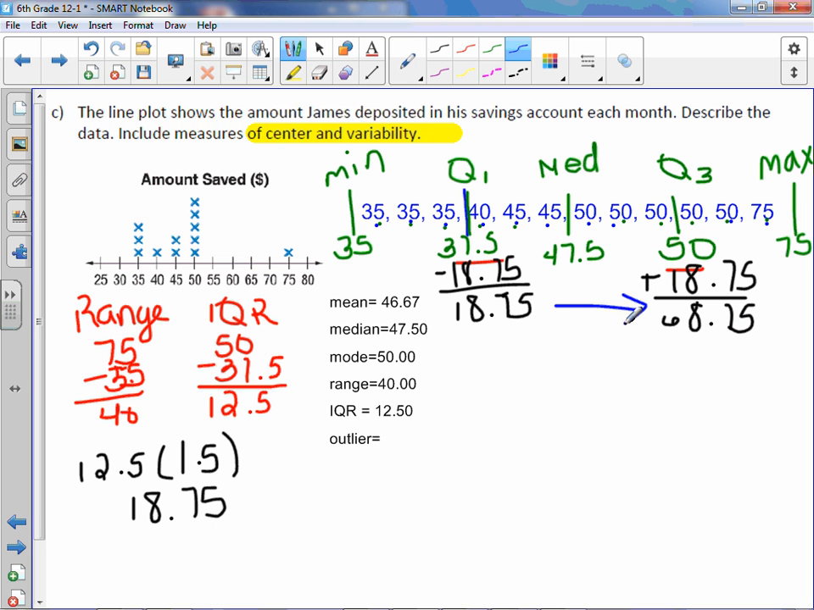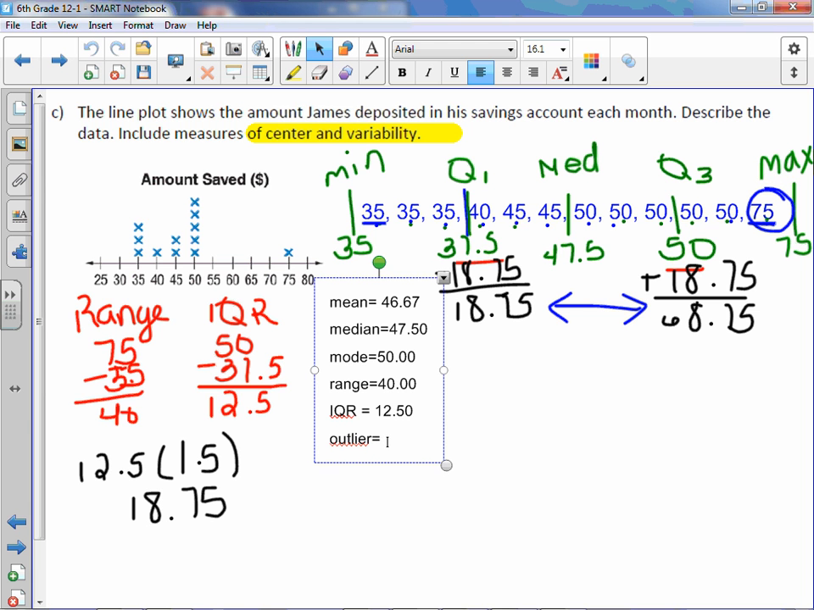So we are looking for any numbers that are not in that range. 35, our minimum, is within that range, so it's not an outlier. 75 is outside of that range, therefore our outlier is $75.